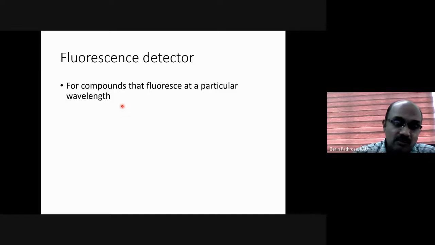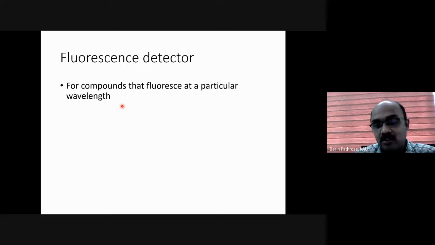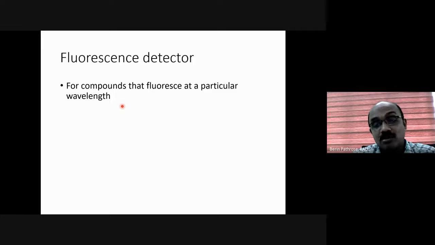Then we have the fluorescence detector. Just like the nitrogen phosphorus detector or flame photometric detector, certain compounds emit certain kind of light when they are at a high energy state. Like that, fluorescence detectors are used for compounds that fluoresce at a particular wavelength. That fluorescence can be detected, and that is called the fluorescence detector. So this is with respect to HPLC.